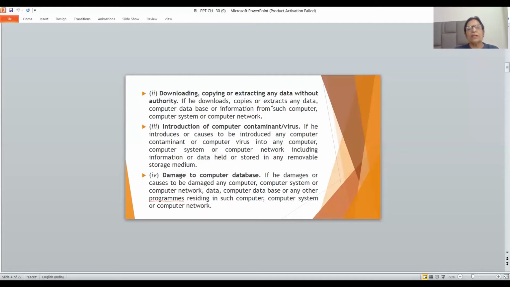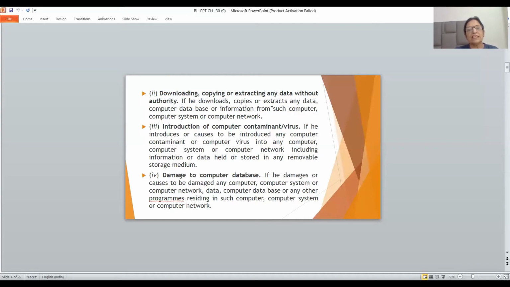Introduction of computer contaminant or virus. If he introduces or causes to be introduced any computer contaminant or computer virus into another computer system or computer network, including information or data held or stored in any removable storage medium. Then damage to computer database. If he damages or causes to be damaged any computer system or computer network, data, computer database, or any other program which resides in such computer system or computer network.